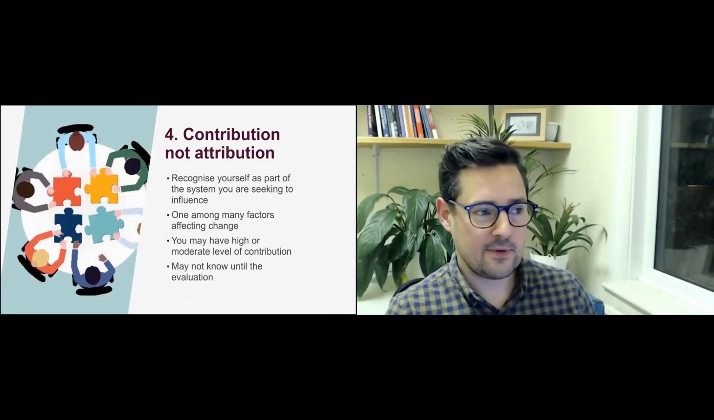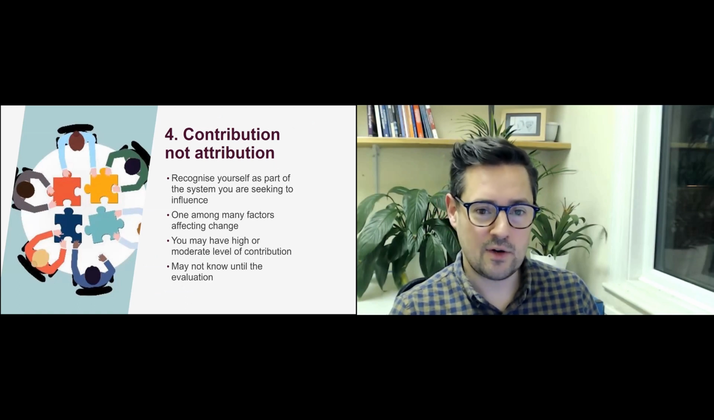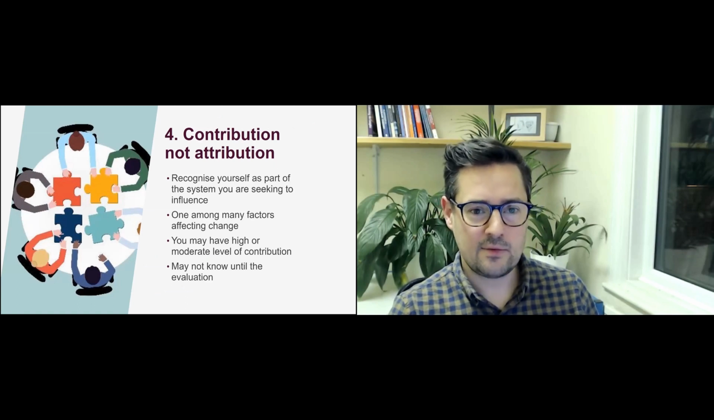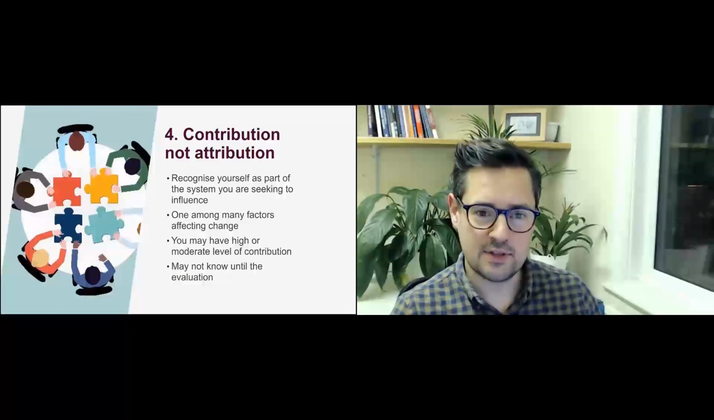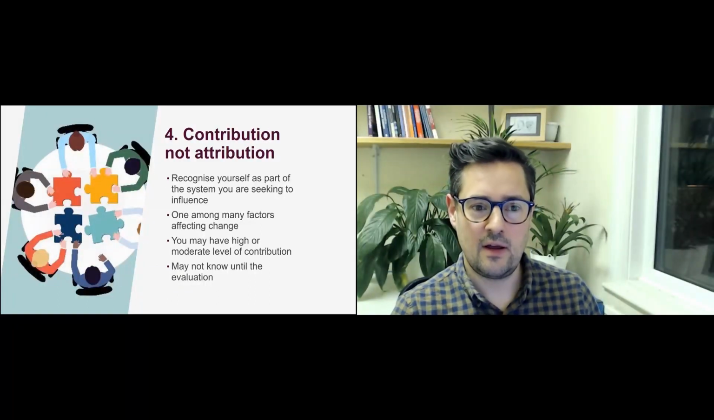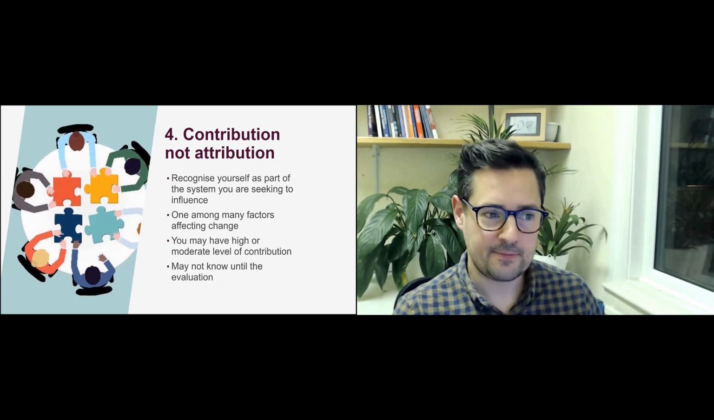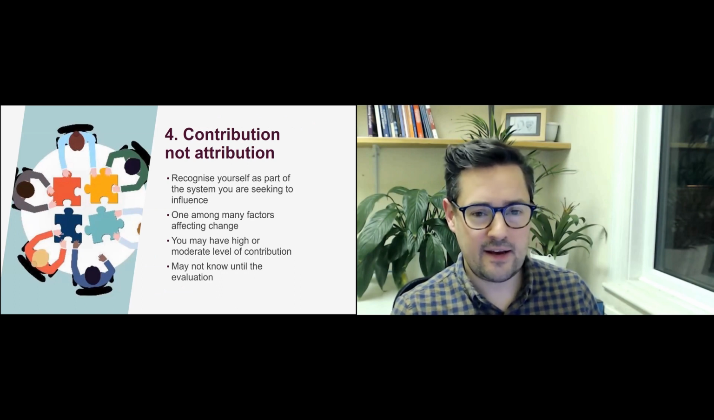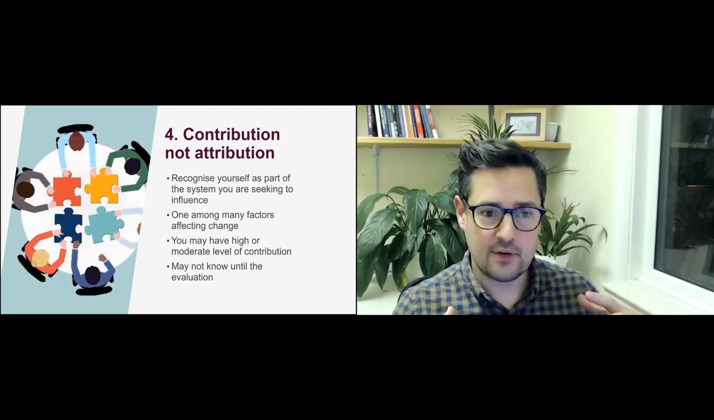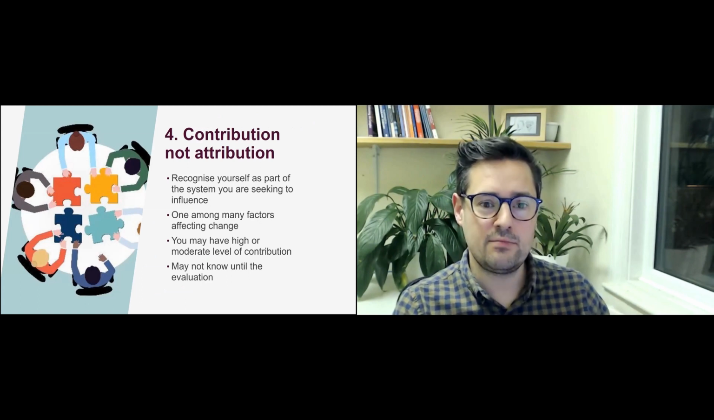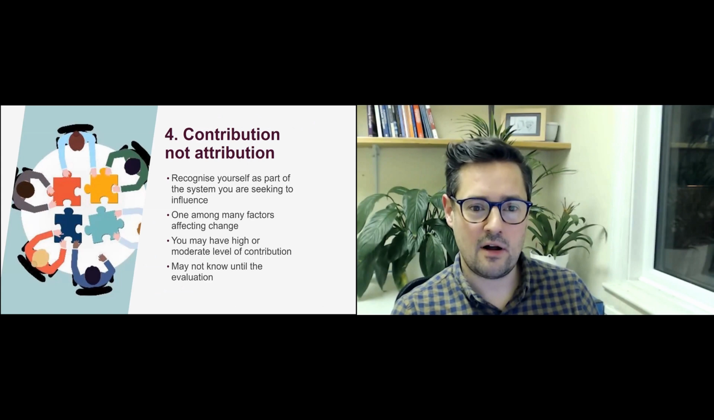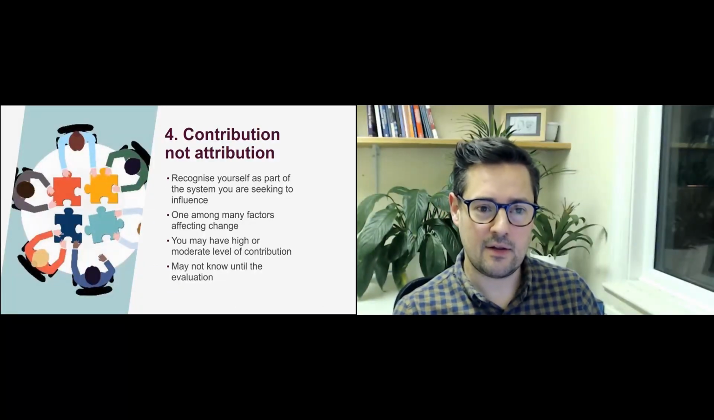The fourth core concept is contribution, not attribution. And by this we mean in outcome mapping we're interested in exploring our contribution to change. We're not trying to attribute results to a project. And this is about seeing our work and our project as part of a broader system where there are other actors also working, also contributing to different results.